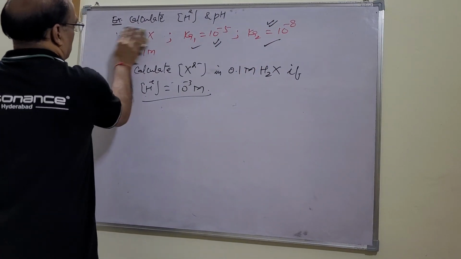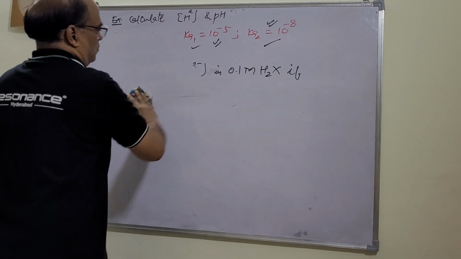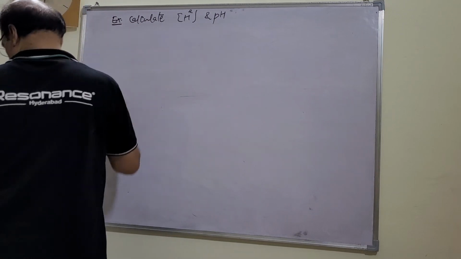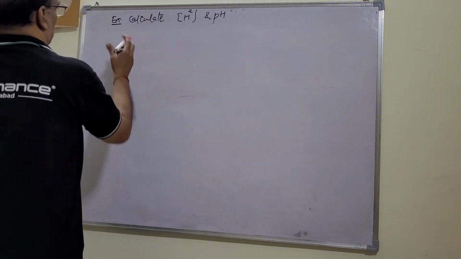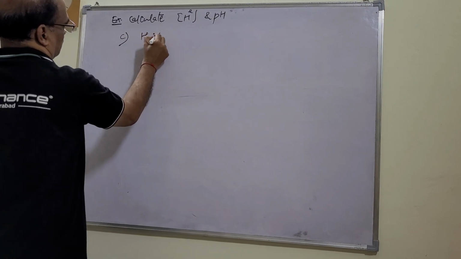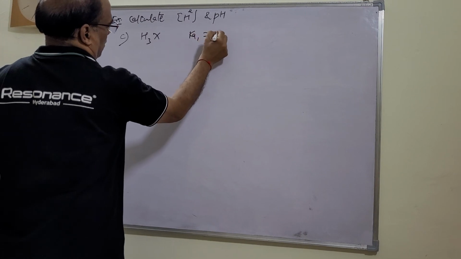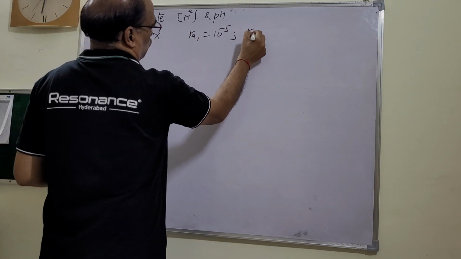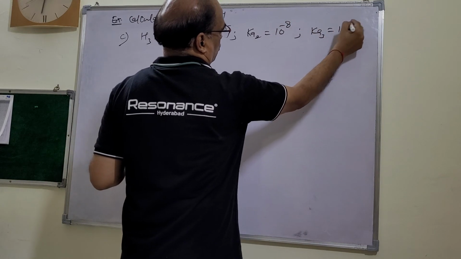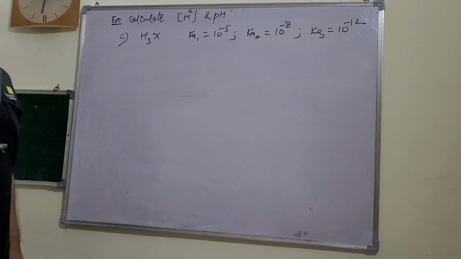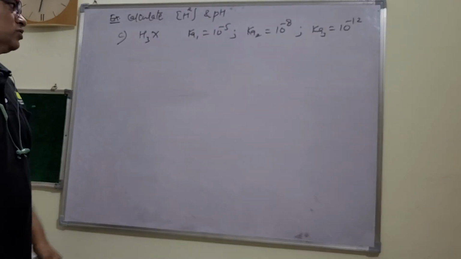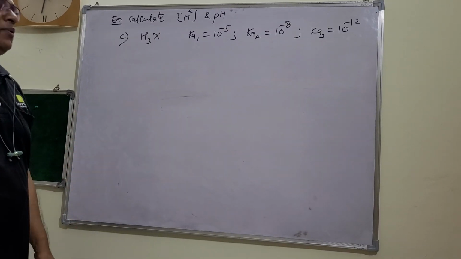Okay, third problem, last problem, and end of the video. Third problem, it will be very simple. Basically, it is a homework thing. So suppose I have, see, for example, H3X. Ka1 is 10 to the power minus 5, K2 is 10 to the power minus 8, and K3 is 10 to the power minus 12. Okay? I have taken the very safe side values to avoid any confusion. If you do reverse engineering, there will be no confusion.